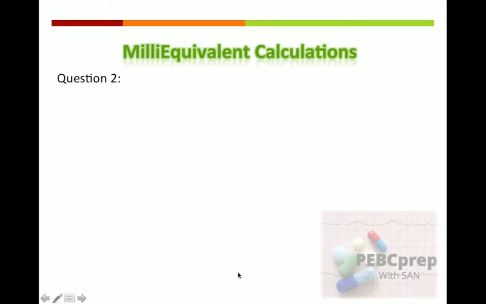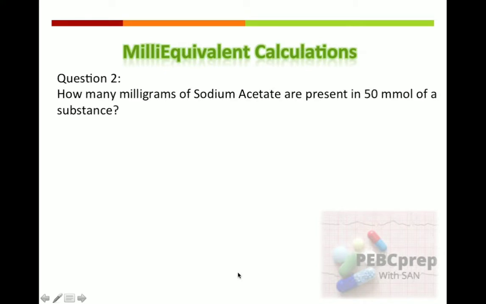Another example, how many milligrams of sodium acetate are present in 50 millimoles of a substance? So we have the formula: millimoles is equal to milligrams over molecular weight. When we rearrange it for milligrams, we get millimoles multiplied by molecular weight.